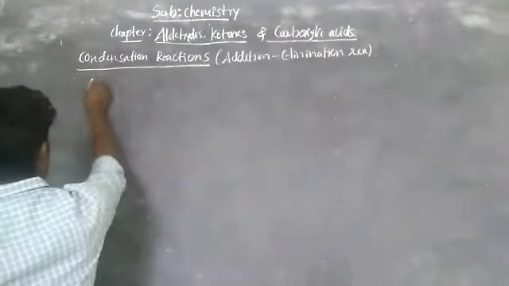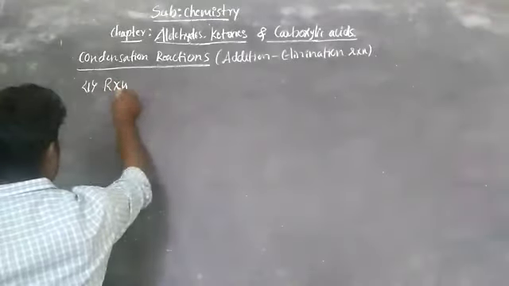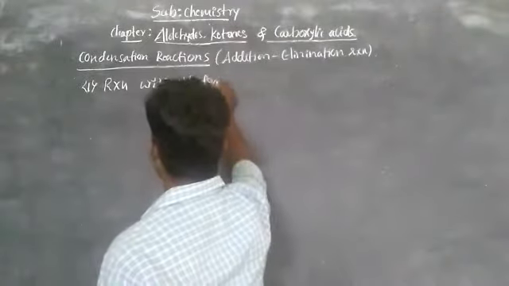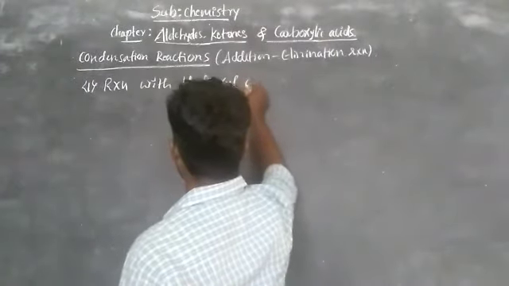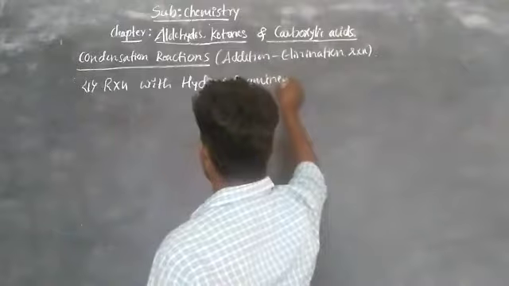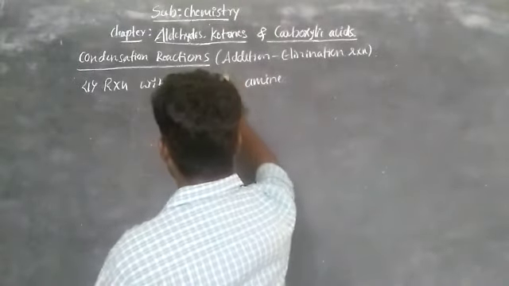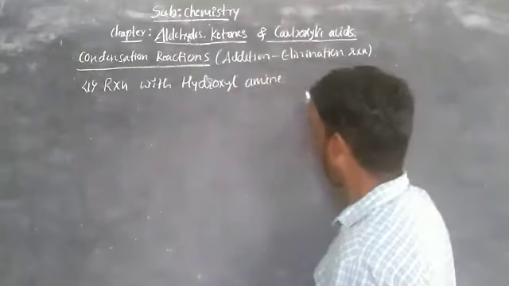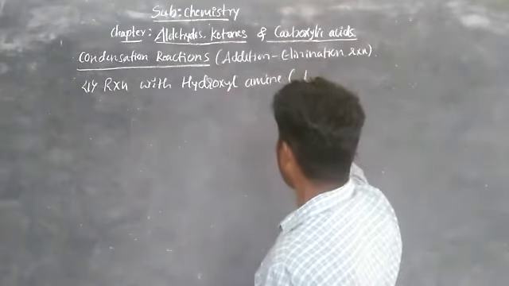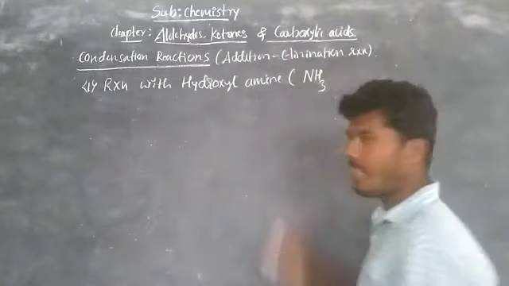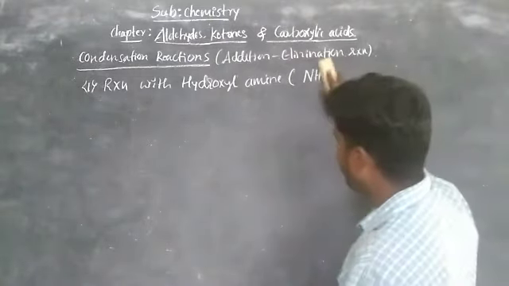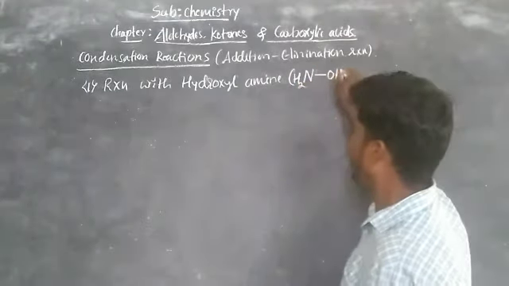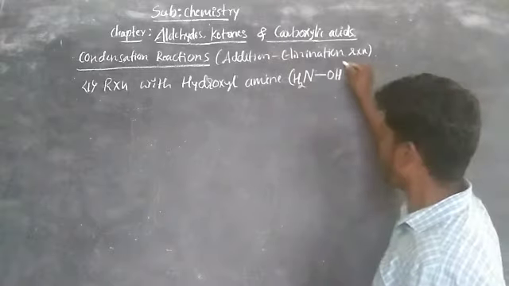Now the first one, reaction with hydroxyl amine. So the formula is hydroxyl amine. This is NH3, right? Ammonia. One of the hydrogens in ammonia we are replacing, putting the OH group. In place of Z we are adding OH, right? So this is the formula.